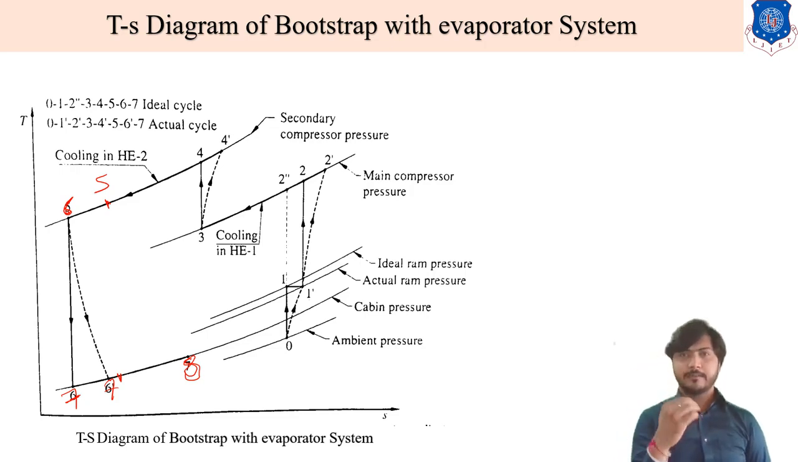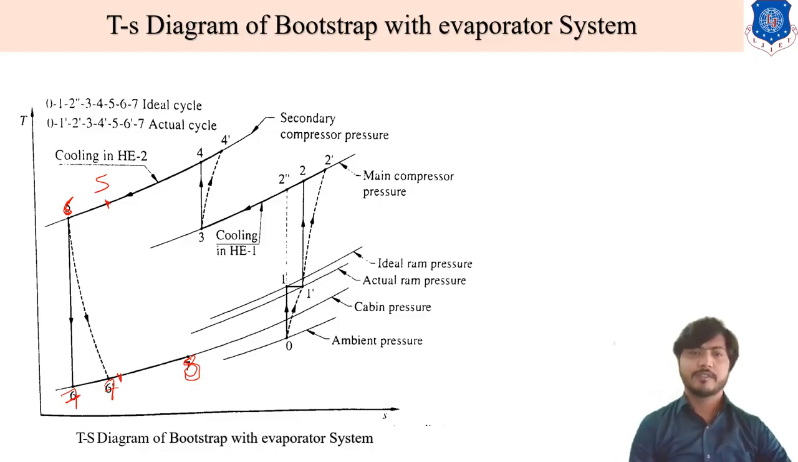That's why the turbine work obtained is less compared to the reversible isentropic process. So next is 7' to 8. In 7' to 8, at constant pressure heat is absorbed from the cabin, or we can say that is the refrigeration effect of the cabin, or the desired effect.